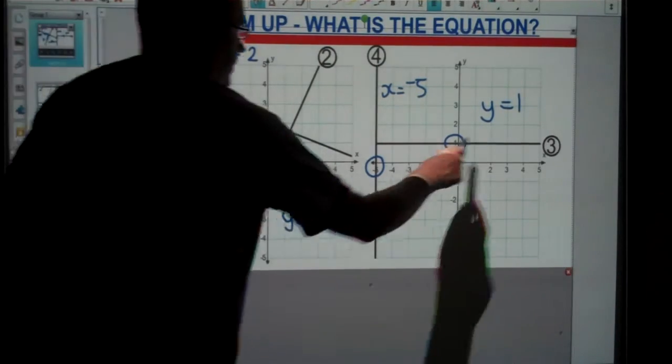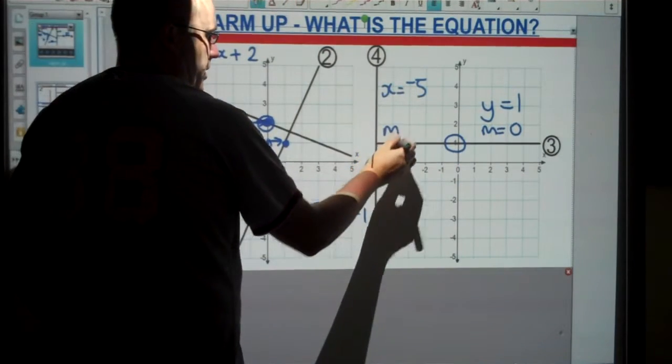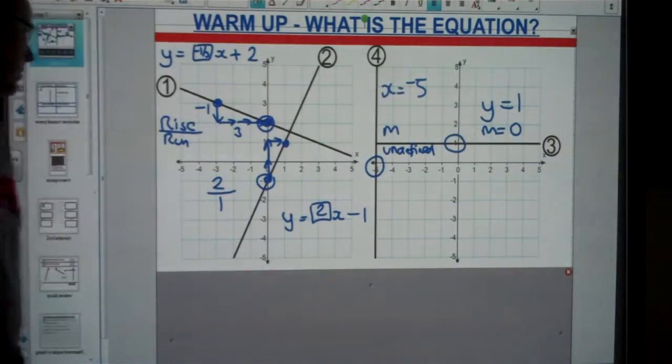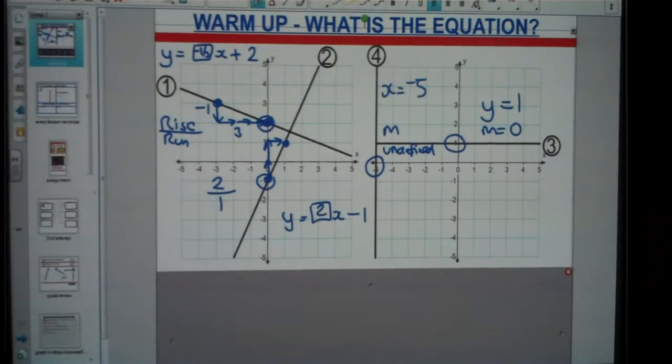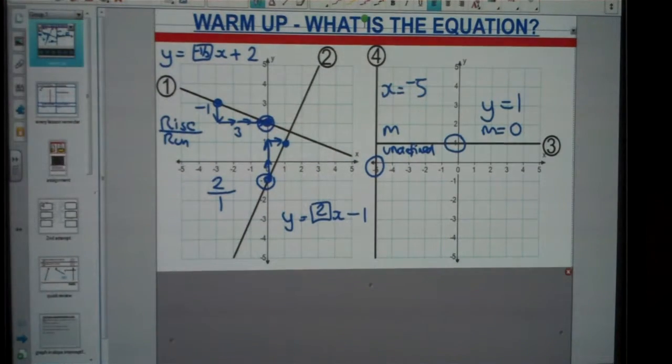Just to remind you though for that, the slope of this is 0, and the slope for this one is undefined because it goes up and down. So make sure you answer the question as well. So if it says what is the equation, don't go and put undefined because that's actually not the equation, that's just the slope.